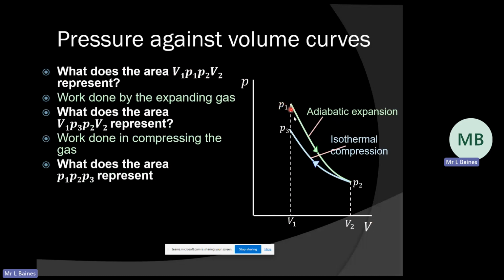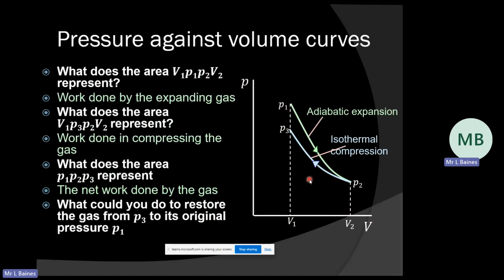So the question is, what does this area represent? The difference in those two, what does that represent? Well, it's the net work done by the gas. Net meaning total or summed up. So if you have net profit, it's profit minus losses. So net work done by the gas is the total work I took out minus the total work I put in to compress it back, which is the total amount of work done by the gas.